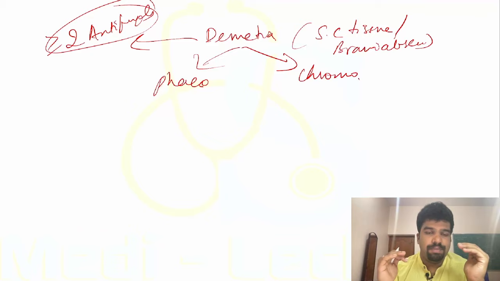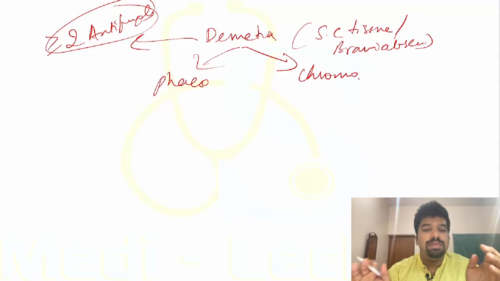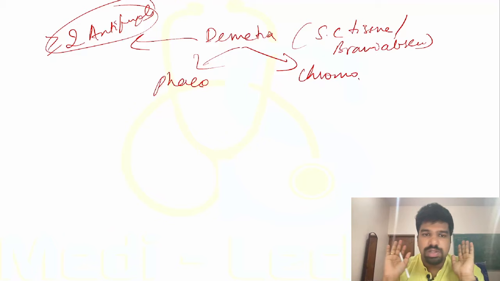Now, coming to the spores. Now, listen, fungus has spores. That's how they disseminate and cause infection. Most of the time, the spores are either inoculated, or ingested, or most commonly inhaled. Now, what are the two important spores that we need to know?